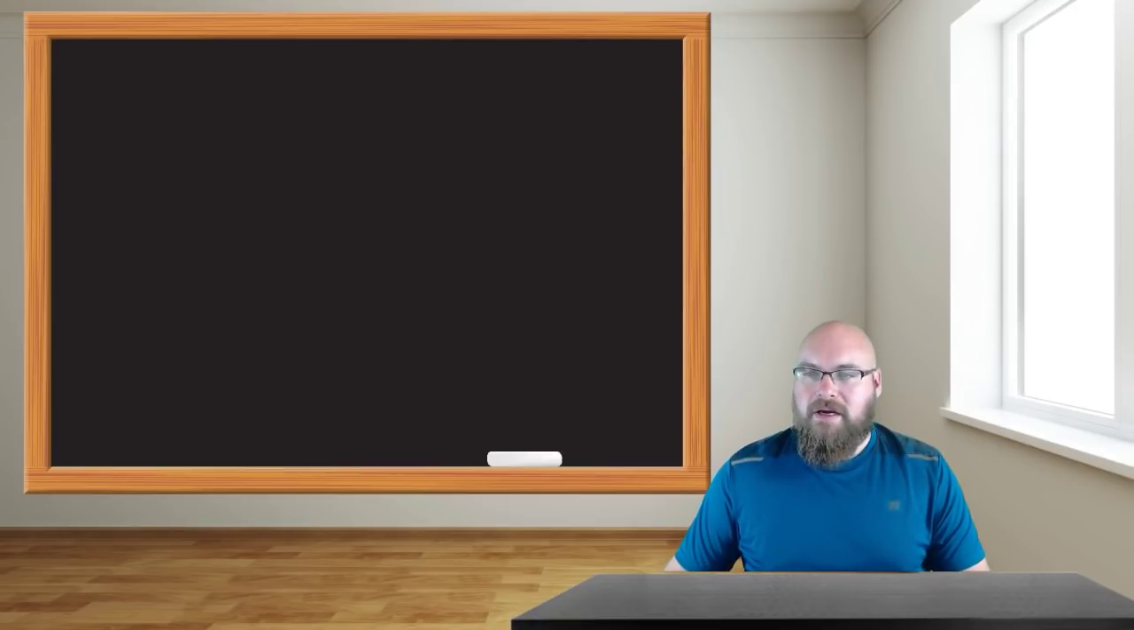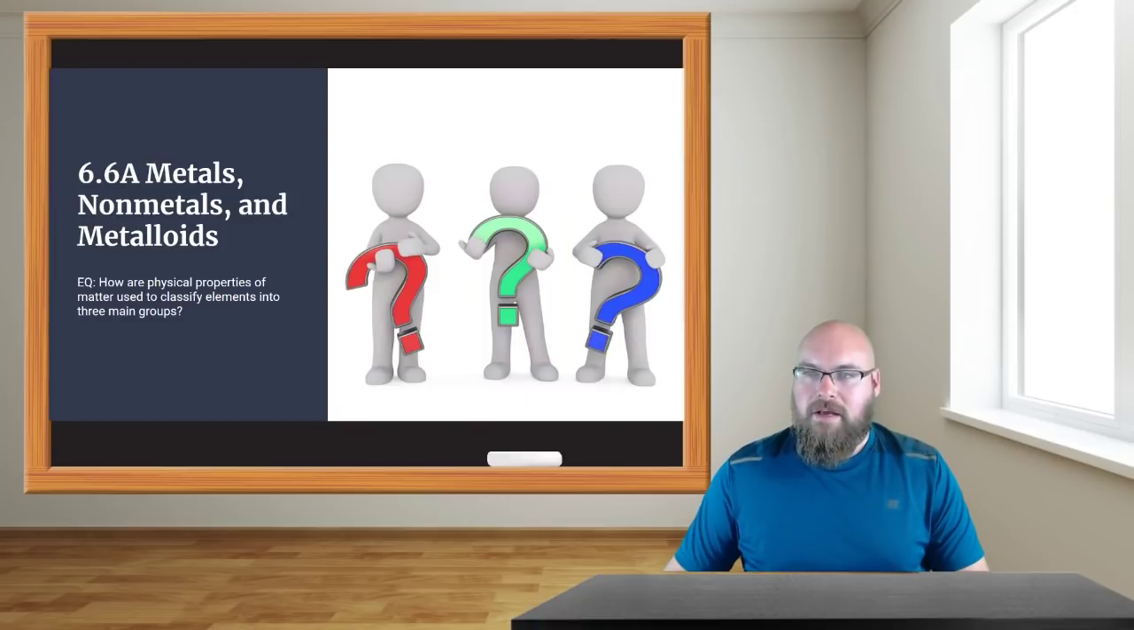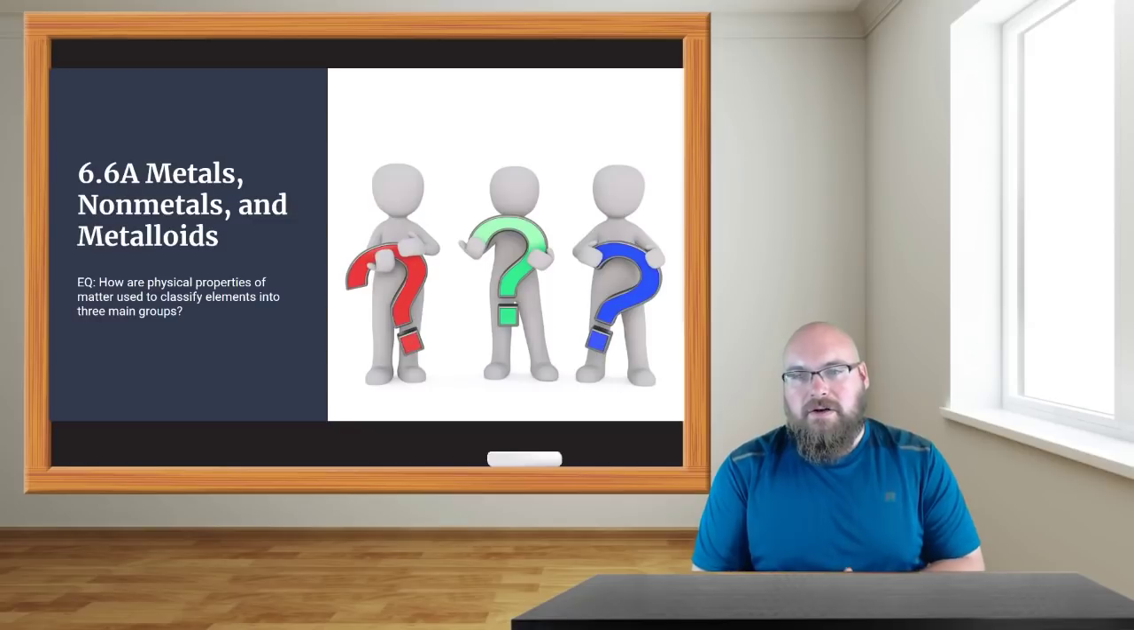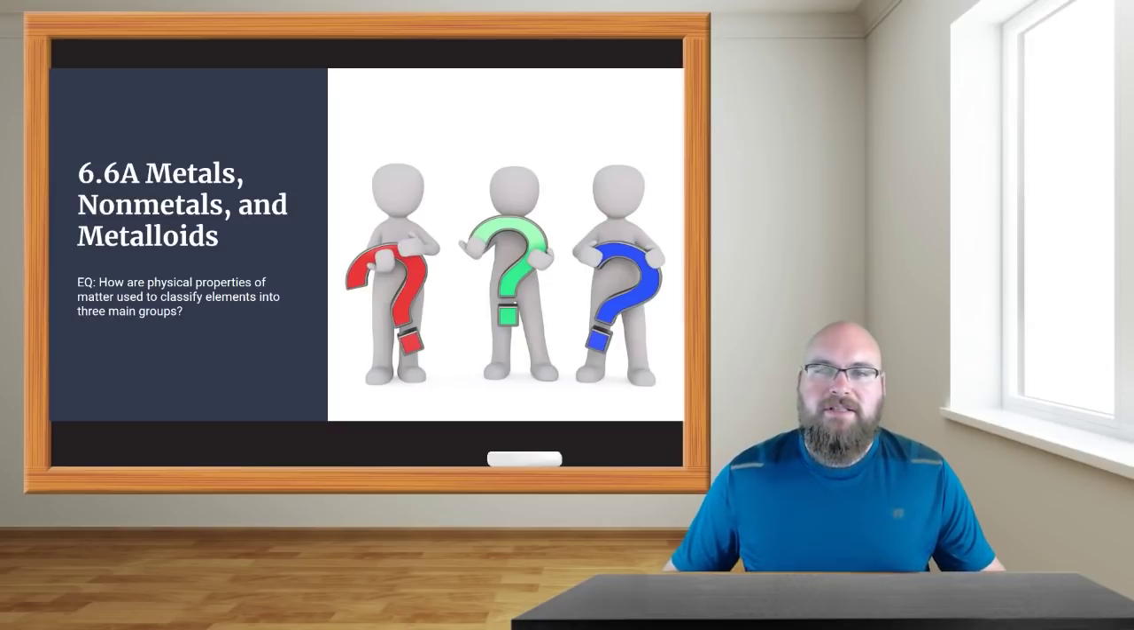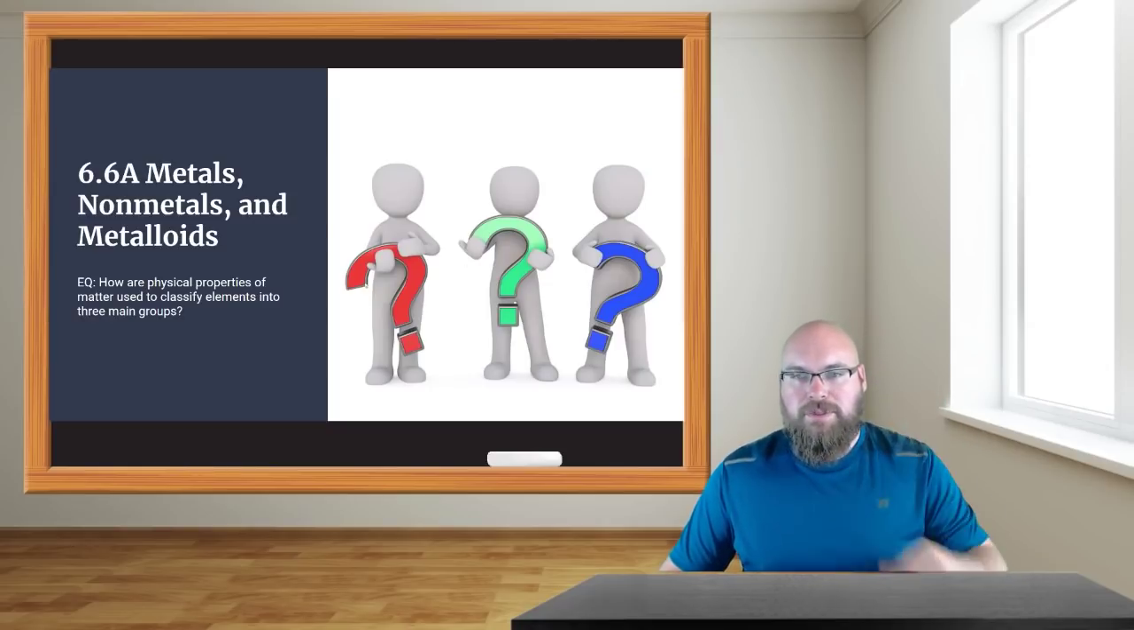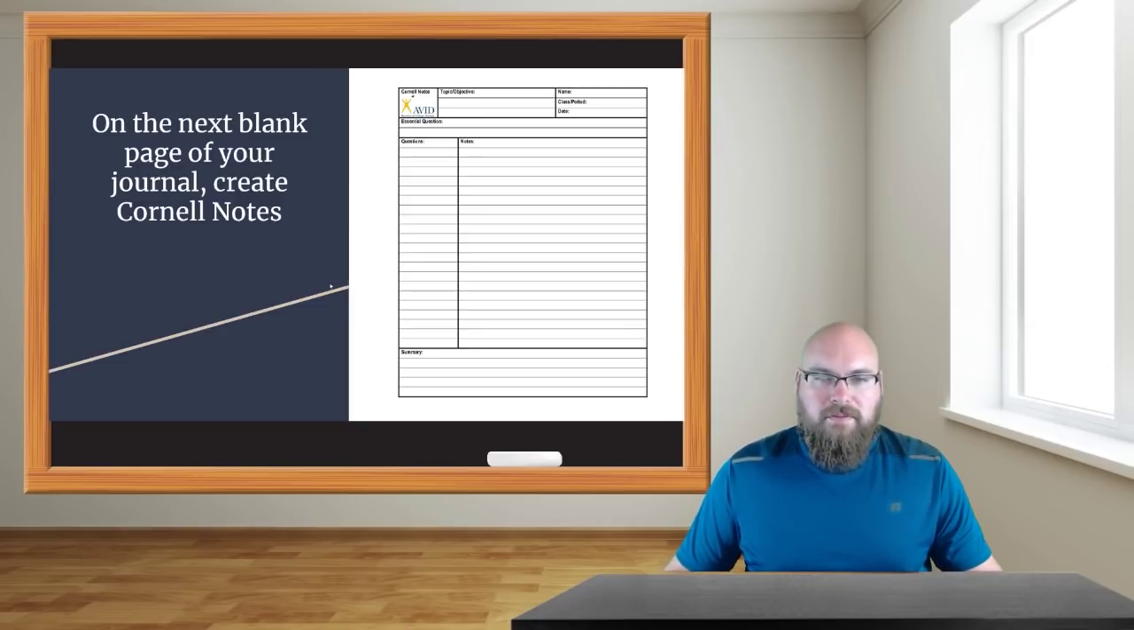Today we're going to be talking about metals, nonmetals, and metalloids, TEAC 6.6a. Our essential question for this is going to be: how are physical properties of matter used to classify elements into their three main groups? So let's get started real quick.